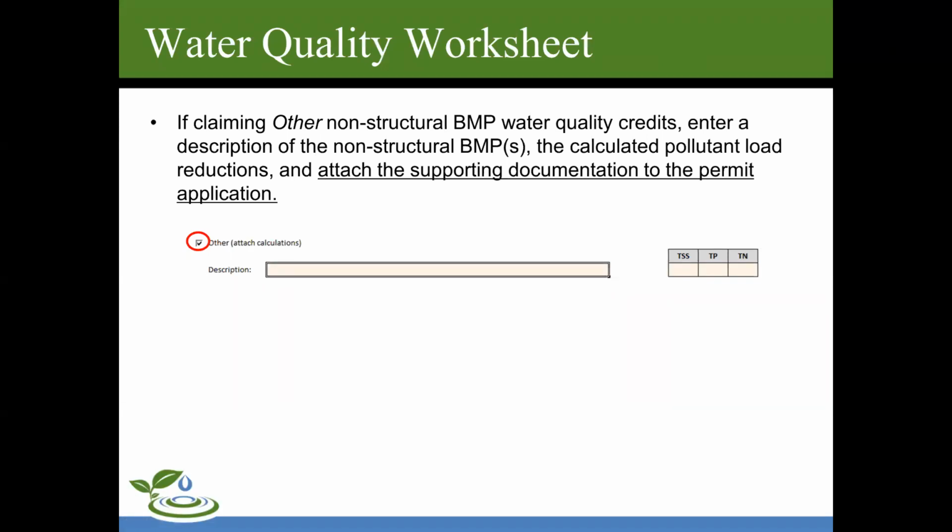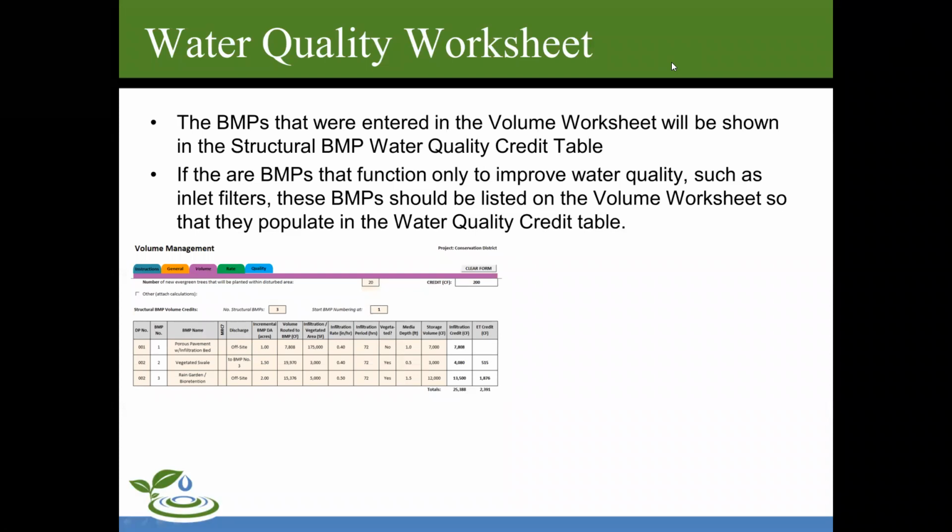If claiming other non-structural BMP water quality credits, enter a description of the non-structural BMP and the calculated pollutant load reductions, and attach supporting documentation to the permit application. The BMPs that were entered in the volume worksheet will be shown in the structural BMP water quality credit table. If there are BMPs that function only to improve water quality, such as inlet filters, these BMPs should be listed on the volume worksheet so they populate in the water quality credit table.